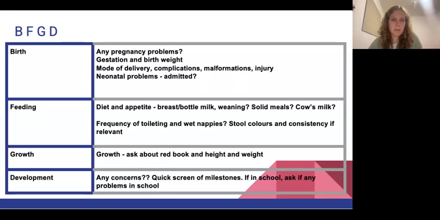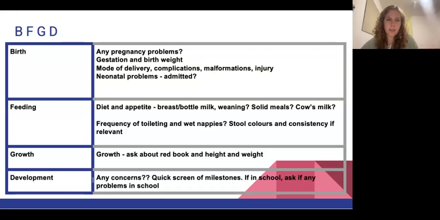Then you ask about feeding, like we just talked about actually, so I don't need to go through that. Stool colors might be relevant, because if it's pale, then that might be a sign of a problem with the liver. And then always ask about growth. Actually ask to see the red book, which is the little book that parents carry around, and basically has a chart usually of the height and weight. So that's really important to know that they're growing normally.